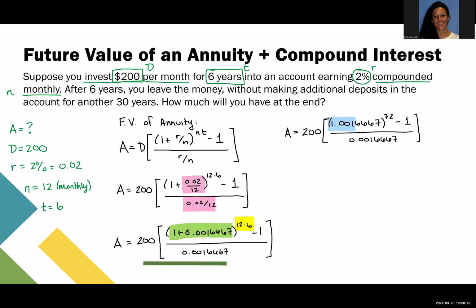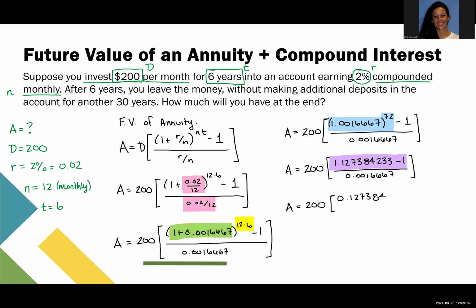So now we're going to apply the exponent to 1.0016667. And so we're just working on getting that numerator simplified. Let's go ahead and subtract off that 1. And so now we have just two numbers, one in the numerator, one in the denominator. And we'll go ahead, put those in our calculator and divide.